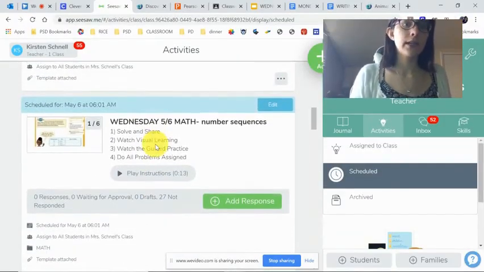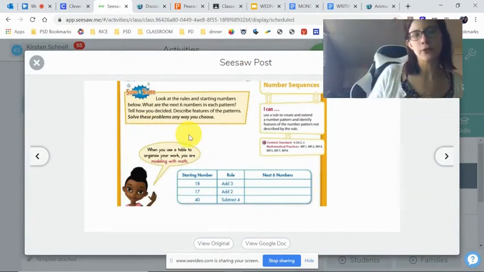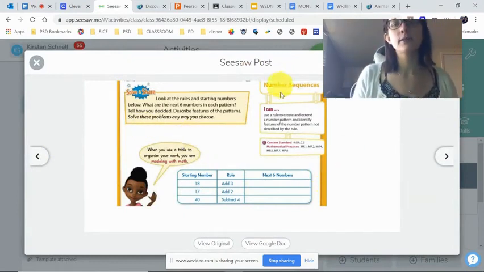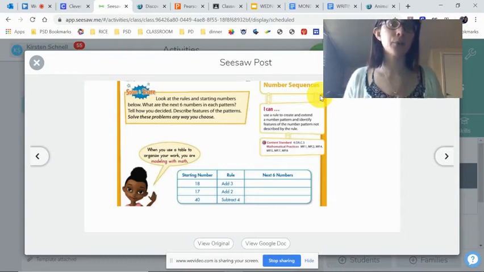All right, scrolling up to Wednesday math. So it's just like what we've been doing. You have your solve and share. And this we're going into number sequencing and patterning. So our learning target is I can use a rule to create and expand a number pattern and identify features of the number pattern not described by a rule. So here is your starting number. Here's your rule. What are the next 6 numbers? Okay.